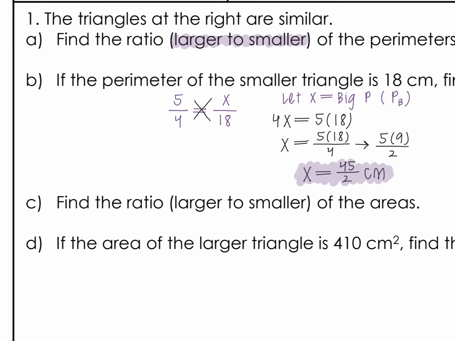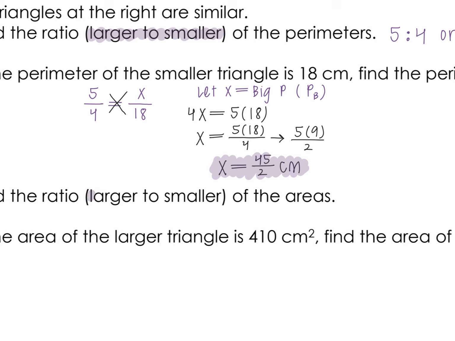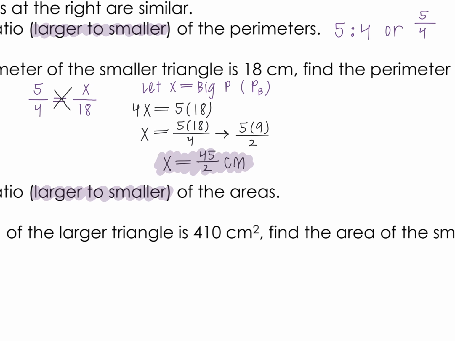Moving into part C, we have find the ratio of the larger, once again, to the smaller of the areas. So once again, keep in mind your areas are squared, your units are. Therefore, we should be dealing with our A and our B squared. So 5 squared and 4 squared. Make sure you actually square them to get 25 to 16. Or once again, if you would like, you may write this as 25 over 16, a fraction.